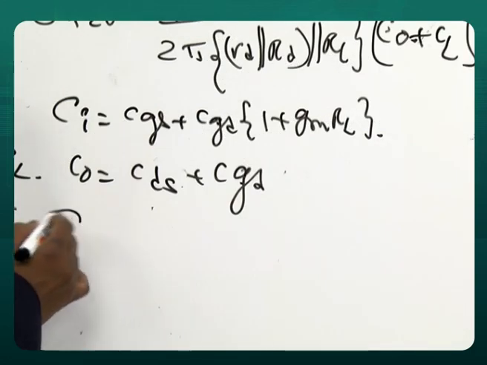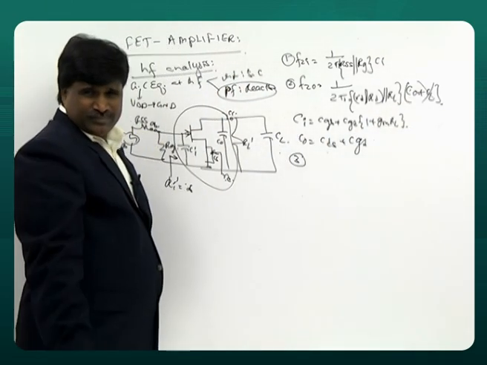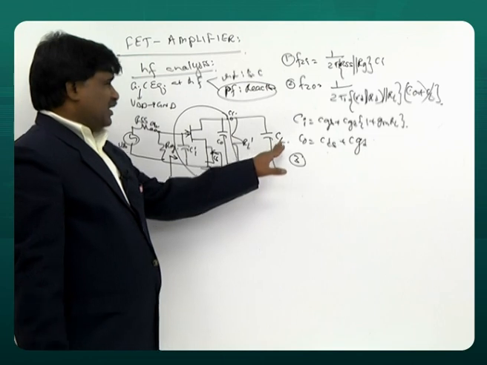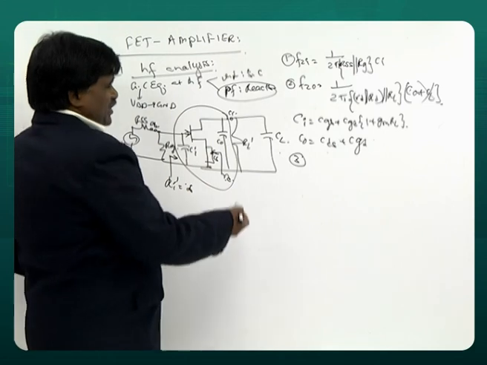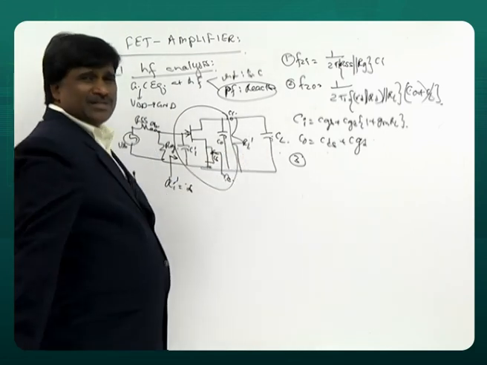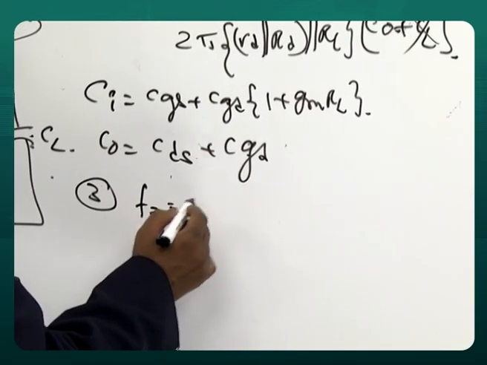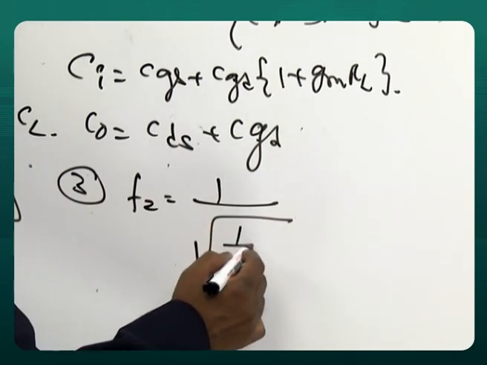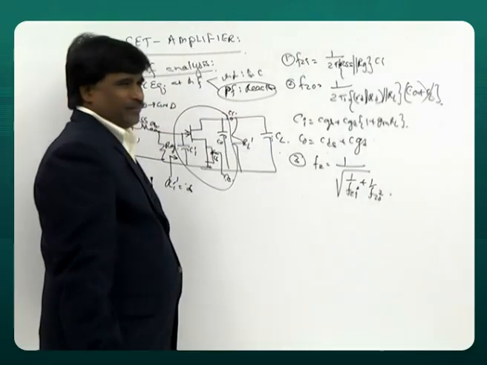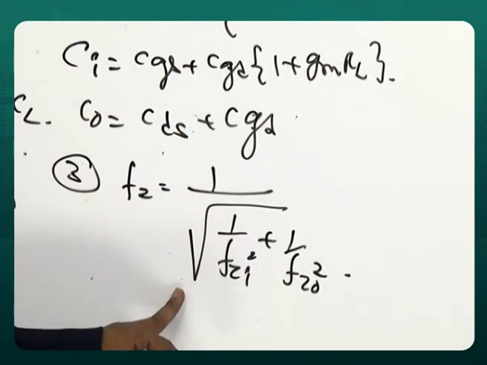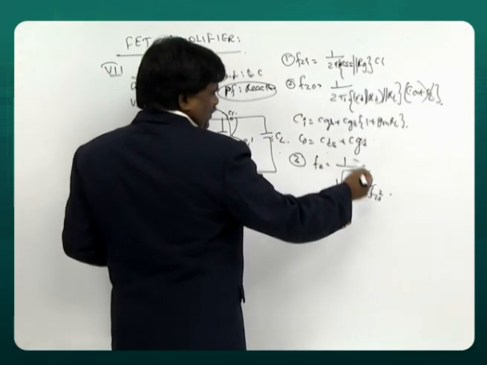Now, suppose in any problem that CL is not there, just ignore it. If CL is there, consider that. And as you know, capacitors in parallel get added. Now what is this? F2 is 1 by root of (1 by F2i square plus 1 by F2o square). And these are parallel here.